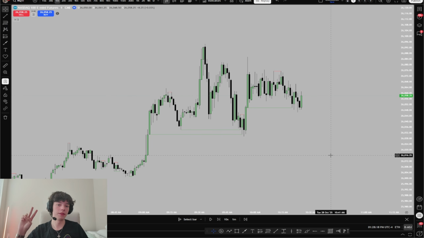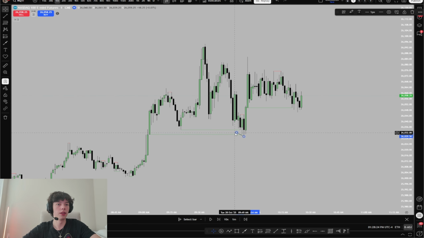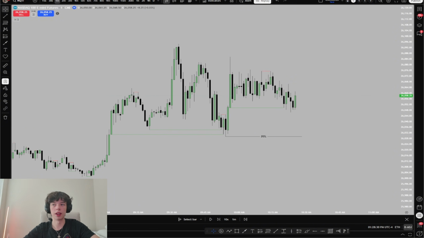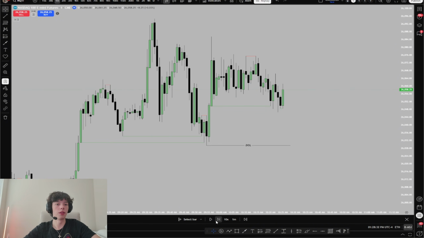Alrighty, so I'm going to give two examples right here. For this first one, we are going to be looking at this draw on liquidity right here, this swing point. So we're going to mark this out, and here's how we're going to confirm if this is a good area to target. First thing I'm going to do, we're going to fast forward.